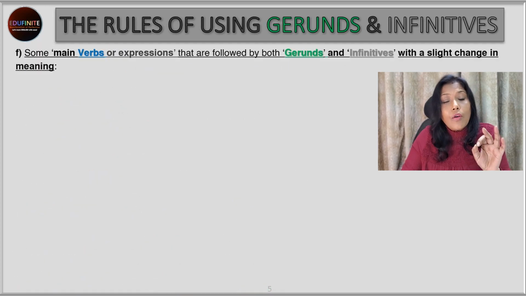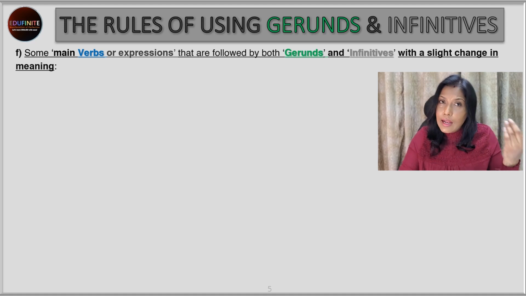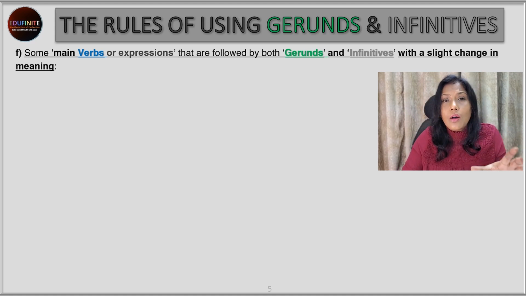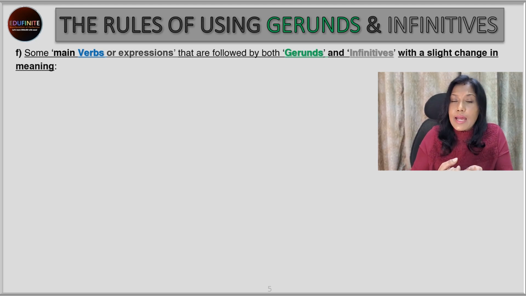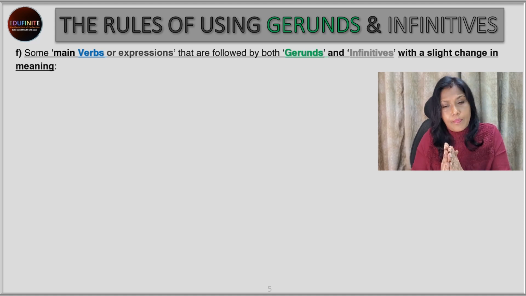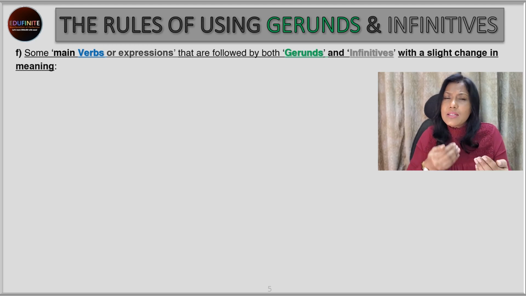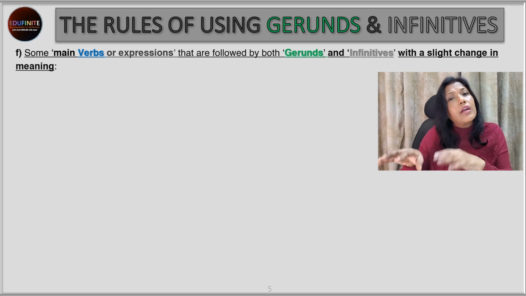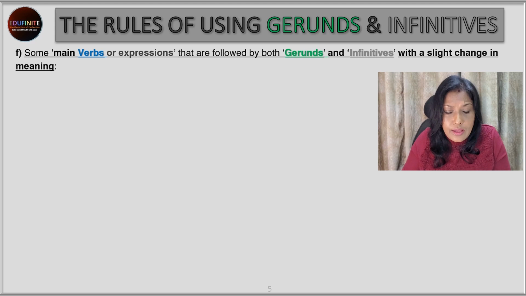Some main verbs or expressions that are followed by both gerunds and infinitives with a slight change in meaning. The last set, what did we do? We saw that we could use both the gerunds and the infinitives after those particular main verbs where the meaning does not change much. It remains more or less the same. But in these cases, we will see that there will be a slight change in the meaning when we are using a gerund and when we are using an infinitive. So let's look into them.